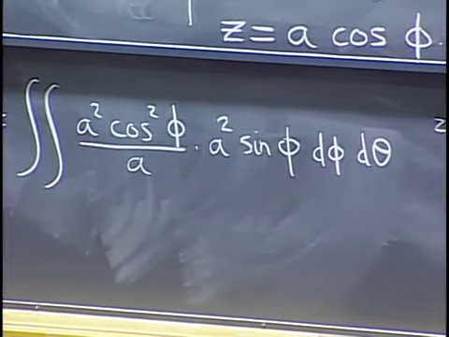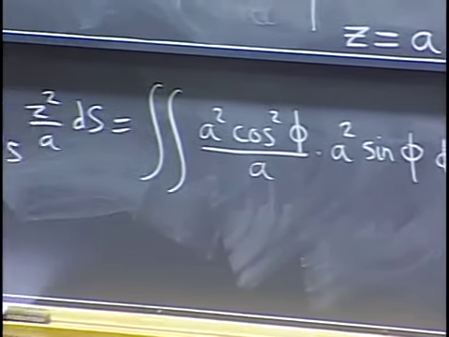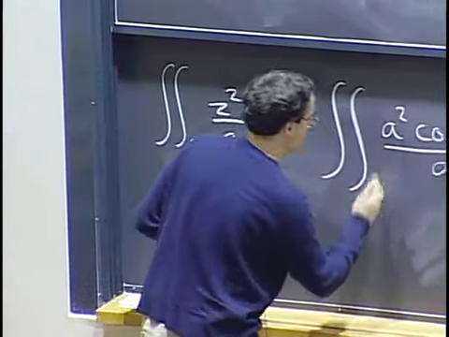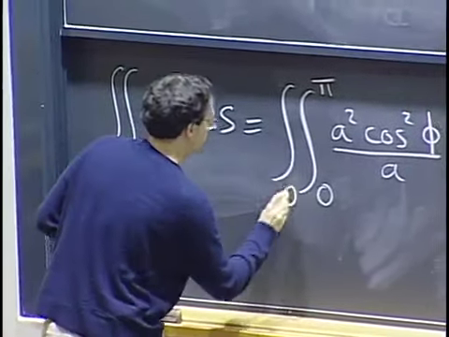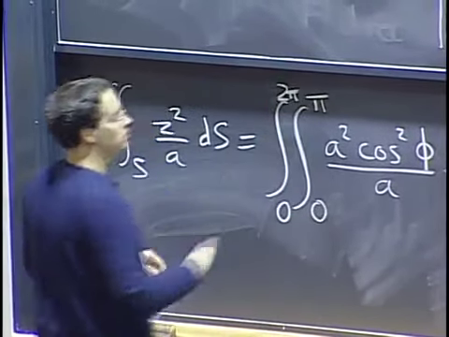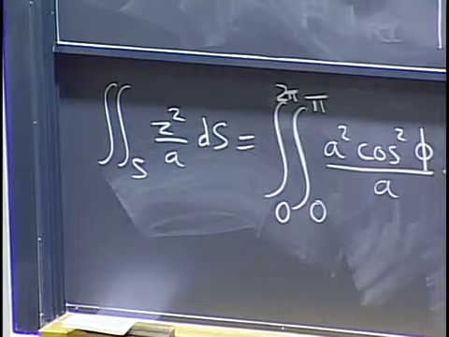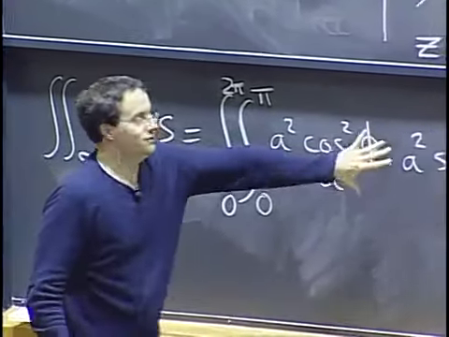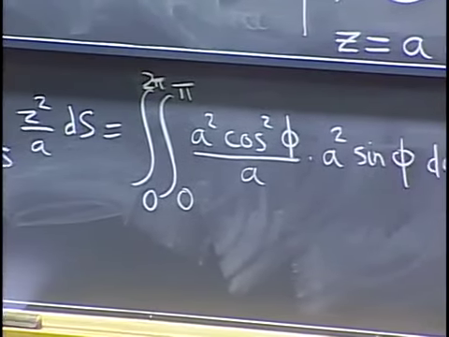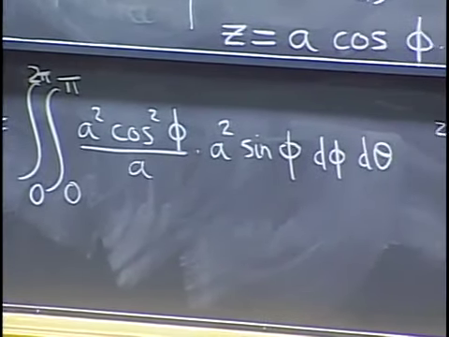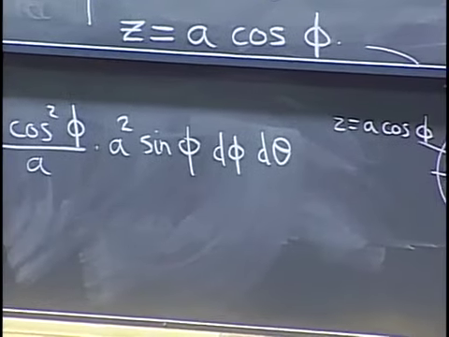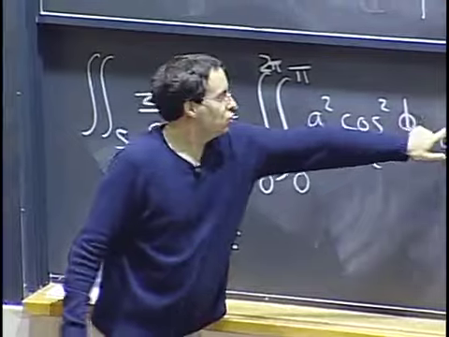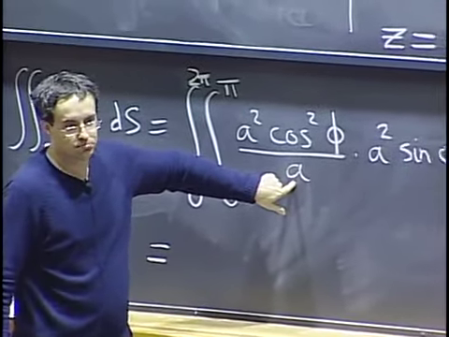Now I need to set up bounds. Well, what are the bounds? Phi goes all the way from 0 to pi, because we go all the way from the North Pole to the South Pole. And theta goes from 0 to 2 pi. And of course, I can get rid of some a's in there and take them out. Okay, so let's look actually at what number we get. So first of all, we can take out all those a's. We get an a cubed.